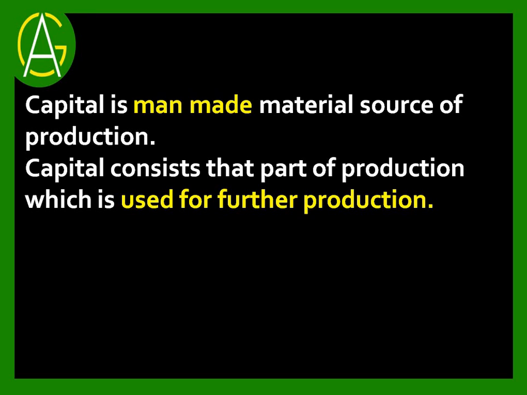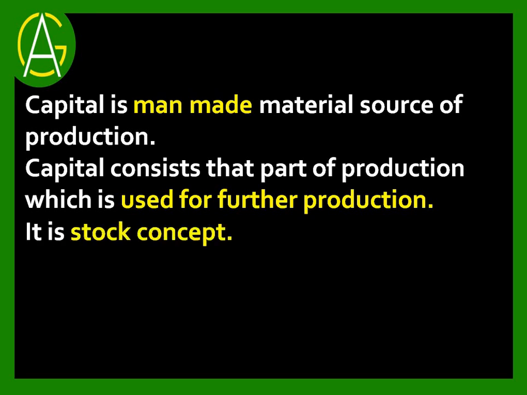So for example, the man has created a power loom. The power loom is utilized for manufacturing textile. So the creation of the power loom is itself a production. But after the power loom is created, it is further utilized to produce textile. So the production of capital is useful for further production.